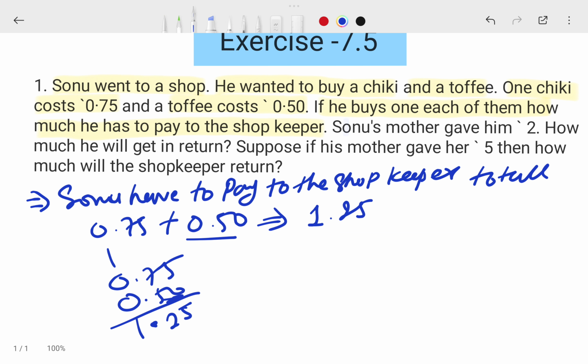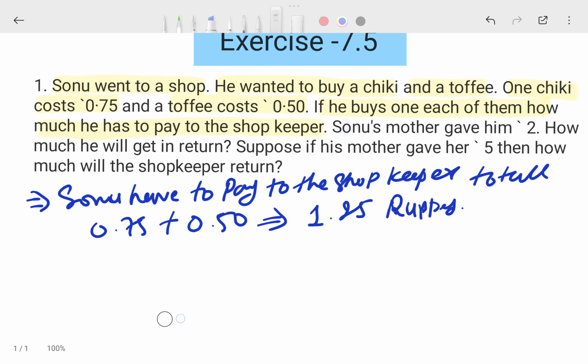1.25 rupees or paisa, you can say, rupees you have to pay. Over. So first question is over, right? So first question is totally clear. Okay? So if he wants to buy, then how much does he have to pay the shopkeeper? So Sonu has to pay the shopkeeper totally 1.25 rupees.